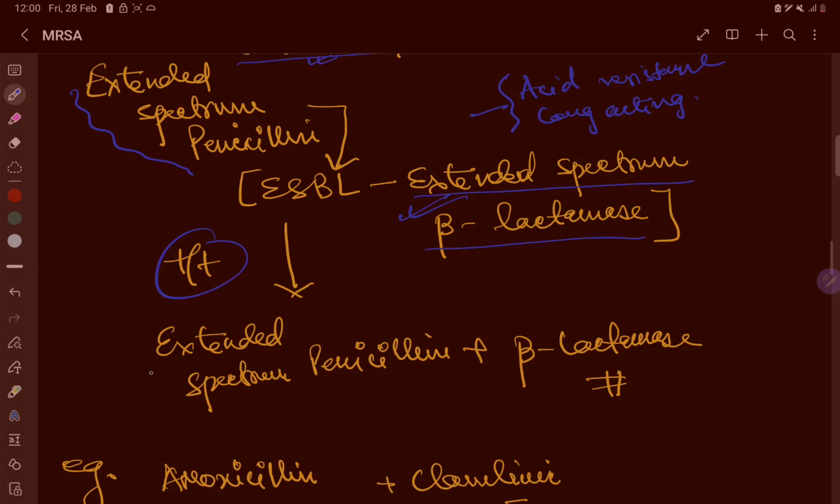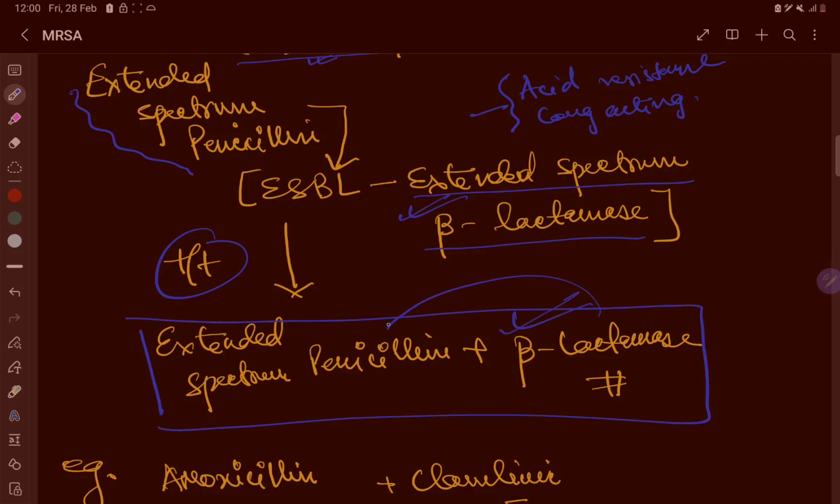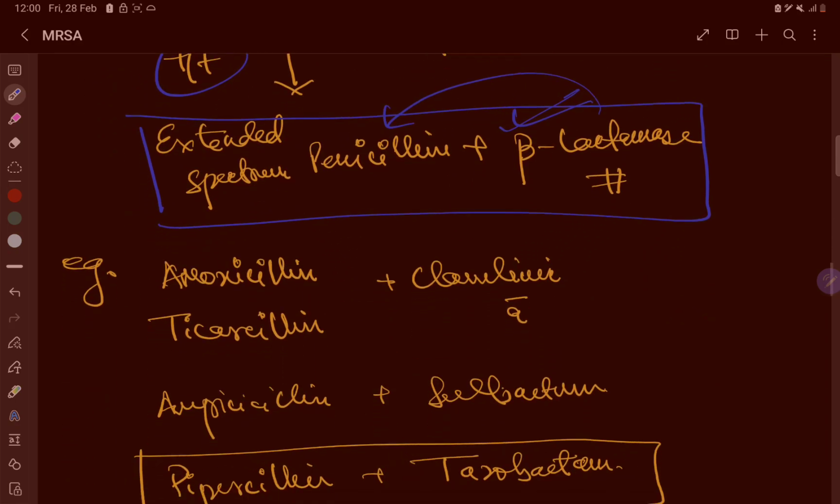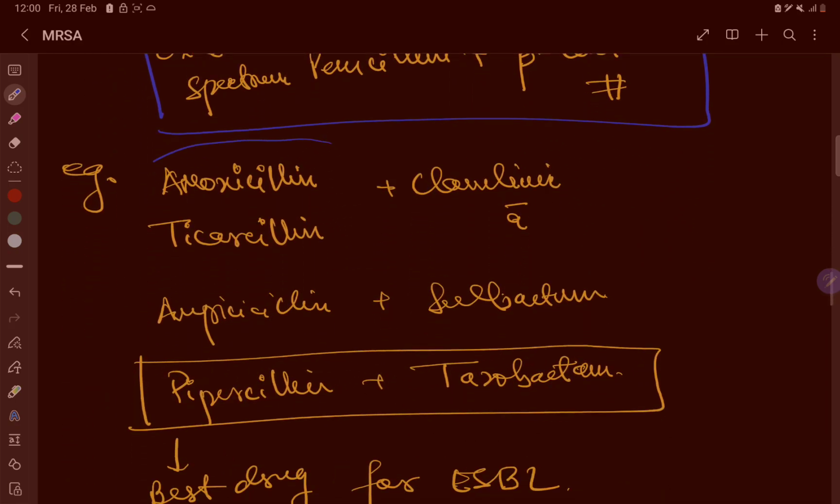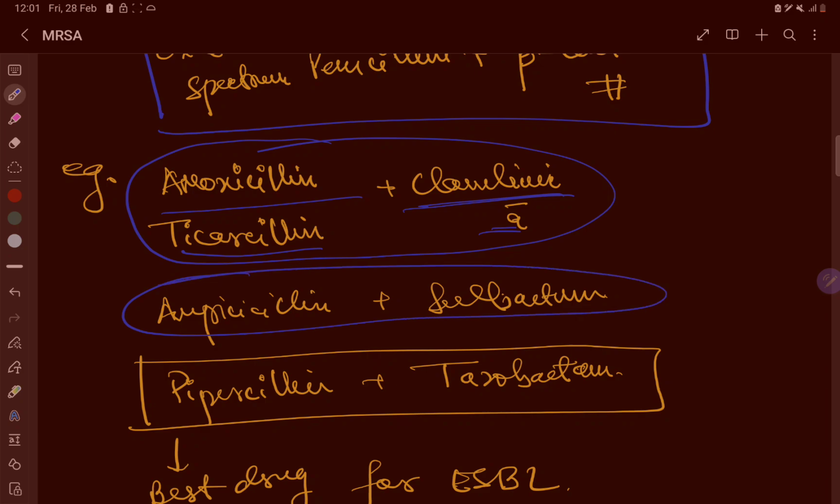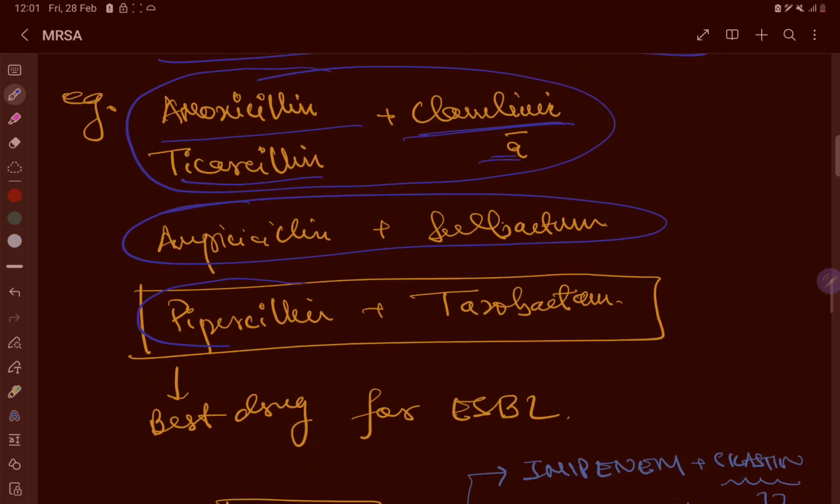Here the treatment is nothing but just add a beta lactamase inhibitor to the extended spectrum penicillin. Okay, so commonly we are using these combinations: amoxicillin plus clavulanic acid and ticarcillin with clavulanic acid, right? Ampicillin with sulbactam are used also, and piperacillin and tazobactam is the best drug for the ESBL lactamases. Okay, they are the best drug and used in the hospitals nowadays. All the government hospitals have this combination also.